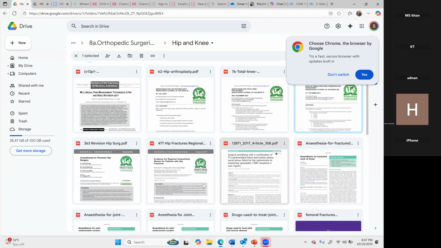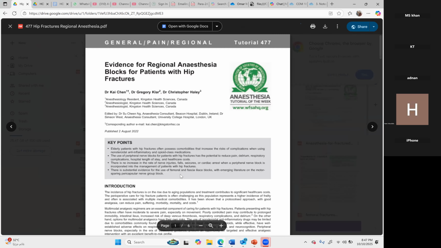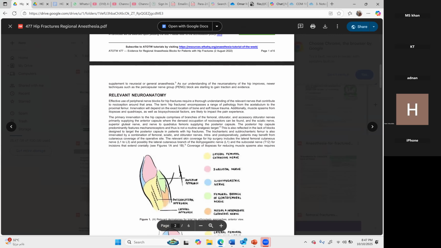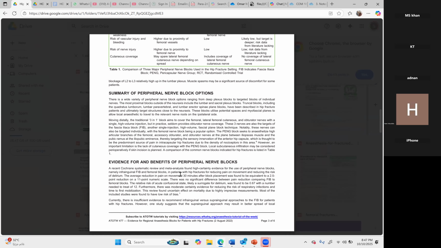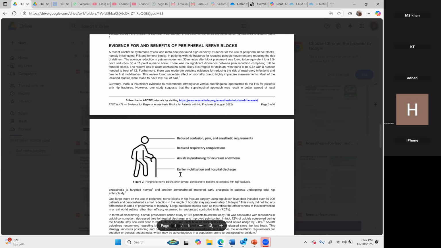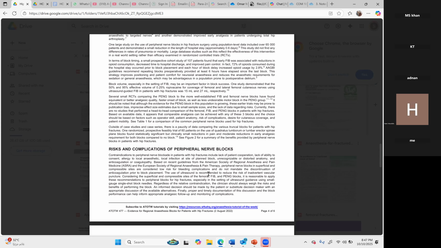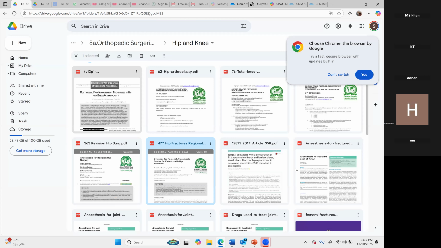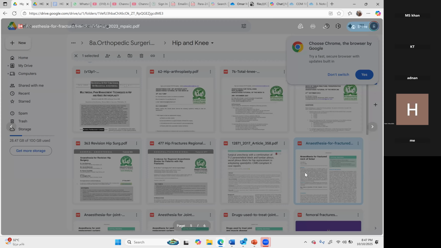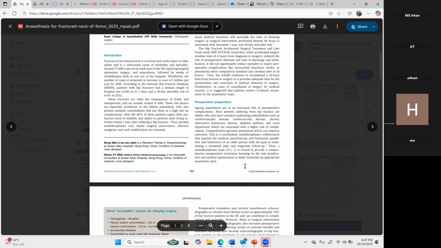In one of the articles this was written, I will just show you. For severe perioperative management: reduce confusion, pain, and anesthetic requirement, reduce respiratory complications, assist positioning. This is something else you can tell, regional peripheral nerve blocks for hip surgery. I wanted to show you the types of hip fractures, which types of hip fractures are more dangerous.